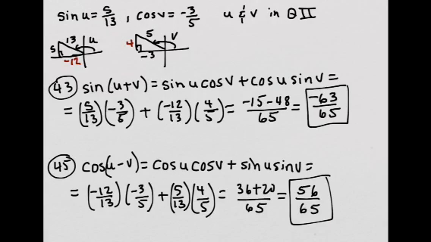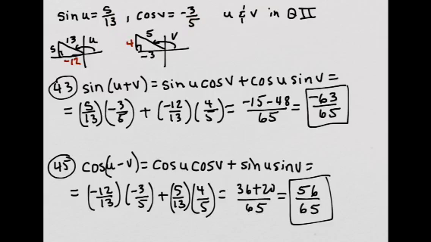For 43, 45, we're using the same conditions right here for U and V. They're both in quadrant 2, both angles are in quadrant 2, and that's what you have right here. I changed the color for these two numbers because these were not given to you. You had to figure them out based on the ratios here.